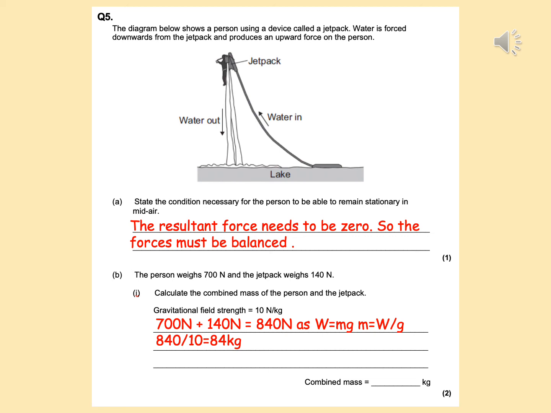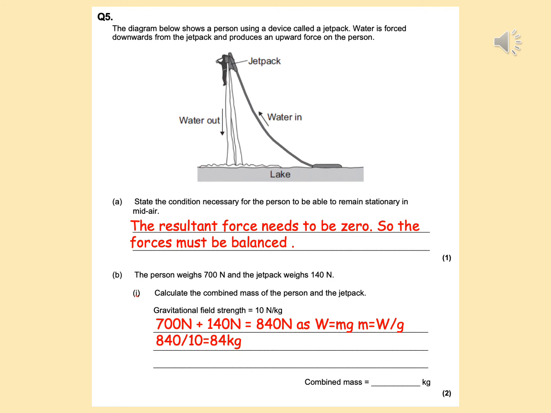5BI, the person weighs 700 newtons and the jetpack weighs 140 newtons. Calculate the combined mass of the person and the jetpack. So all you needed to do was add these two weights together to give you the total weight of that person. So 700 newtons plus 140 newtons just gives you 840 newtons. So we know the total downwards force, the total weight of that person is 840 newtons.